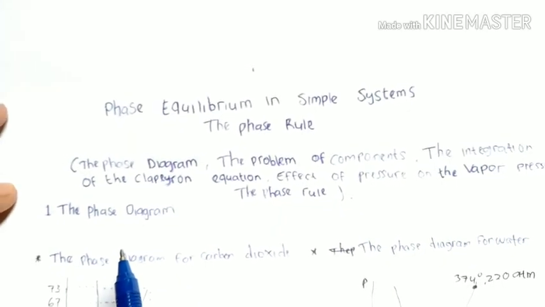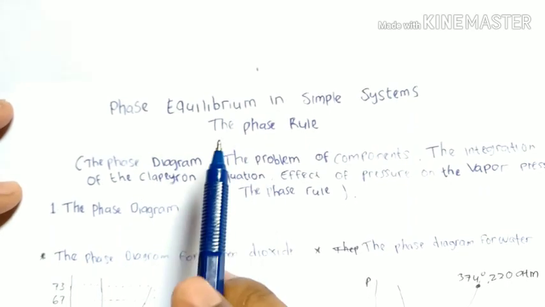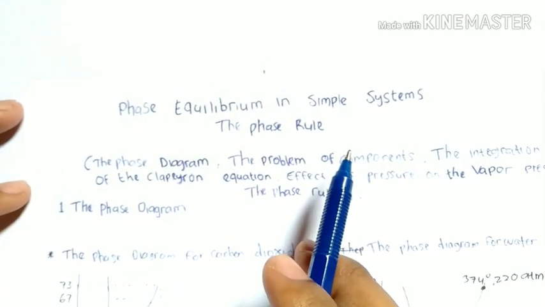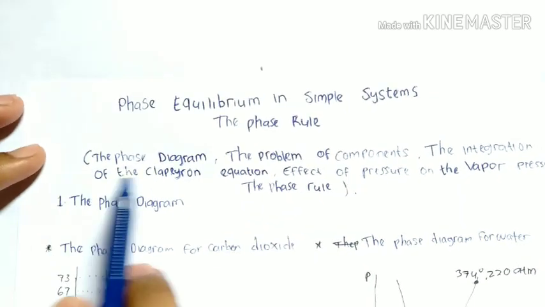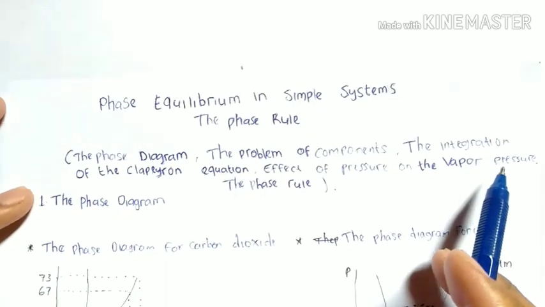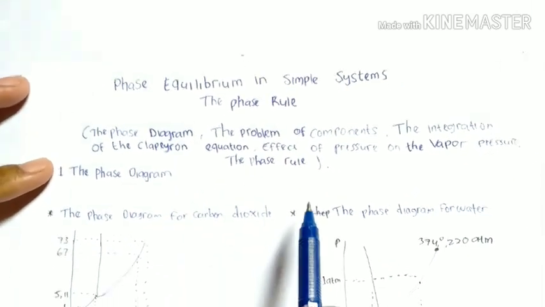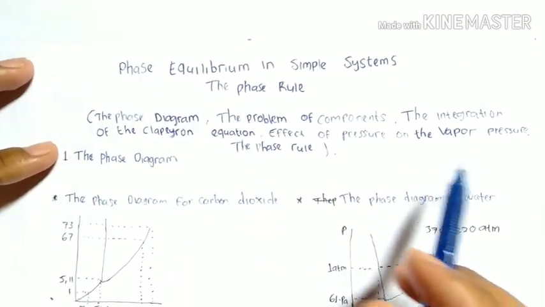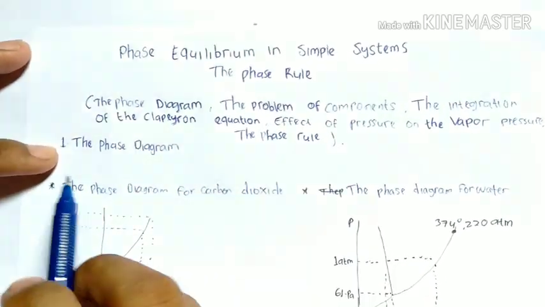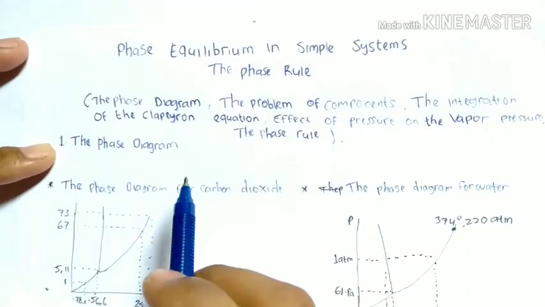Okay guys, today I will explain about phase equilibrium in the simple system, the phase rule. The material: the phase diagram, the problem of component, the integration of the Clapeyron equation, effect of pressure on the vapor pressure, the phase rule. The first material, the phase diagram.